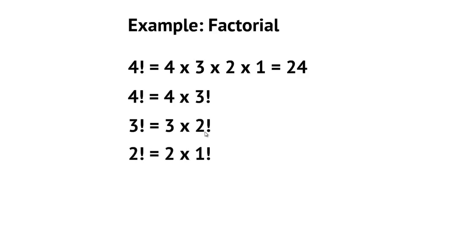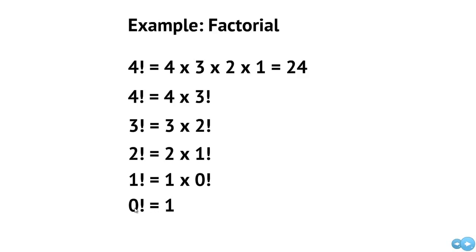And then we have 2 factorial, which is just 2 times 1 factorial, and 1 factorial is just 1 times 0 factorial, and we have a fact of 0 factorial. So this would be our base case here of 0 factorial being 1.